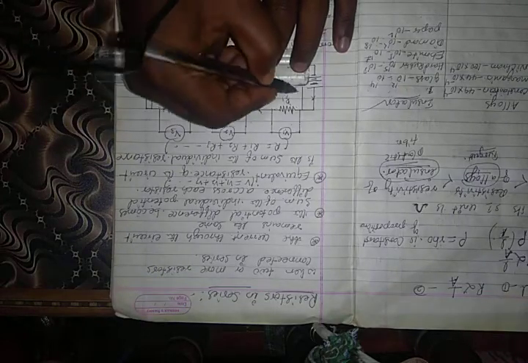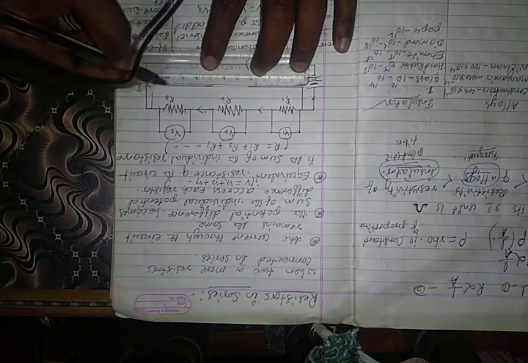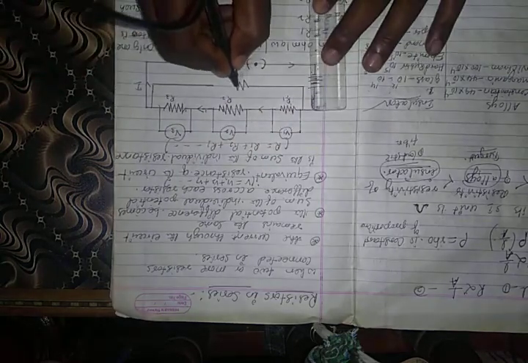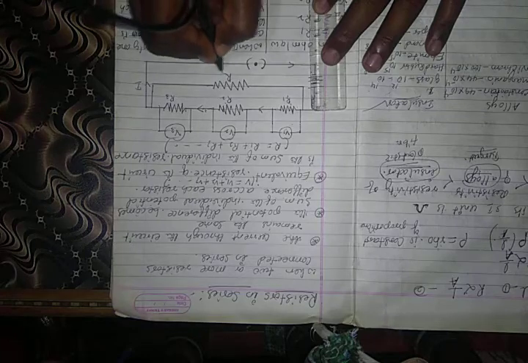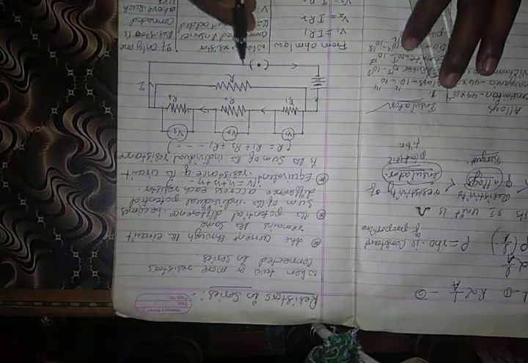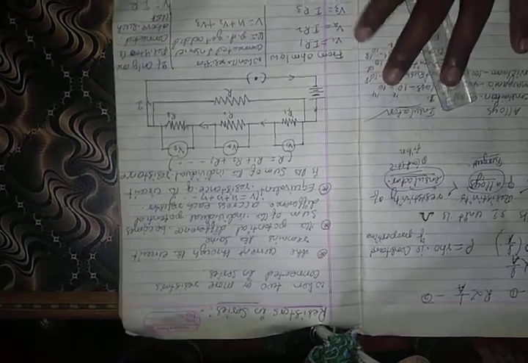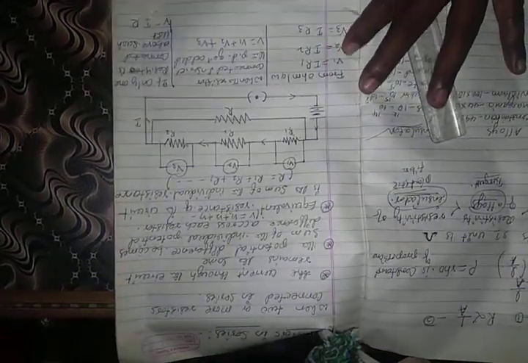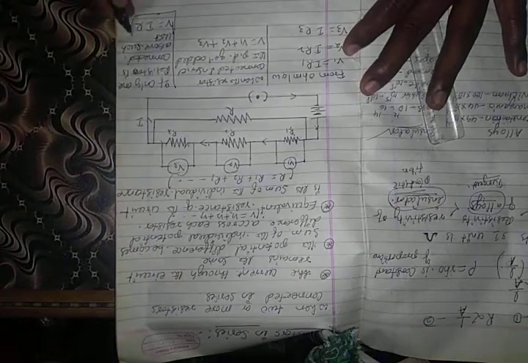That is R. Then by using Ohm's law, V is equal to IR. This is the formula.